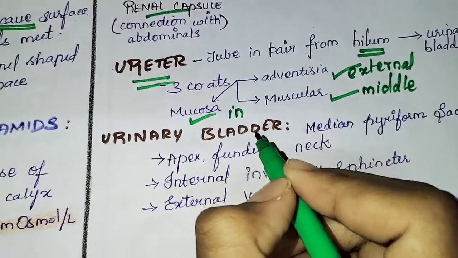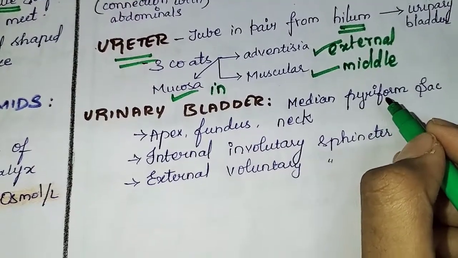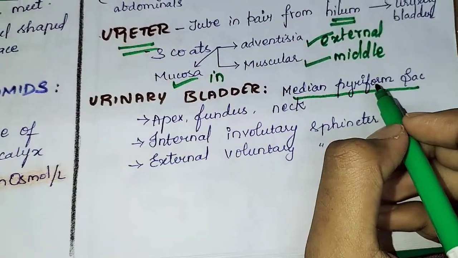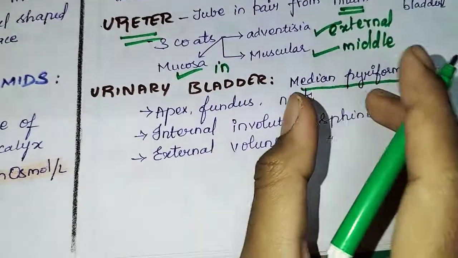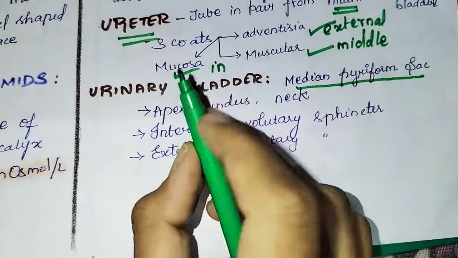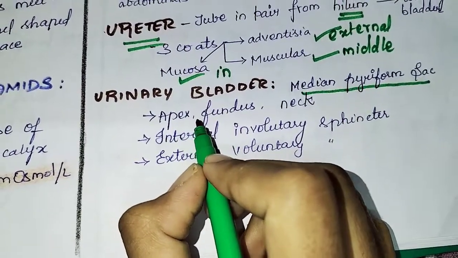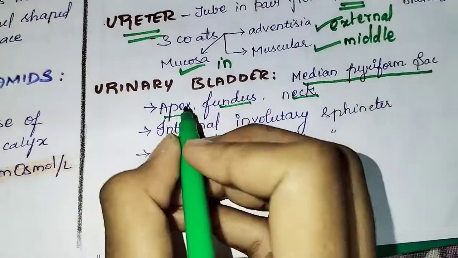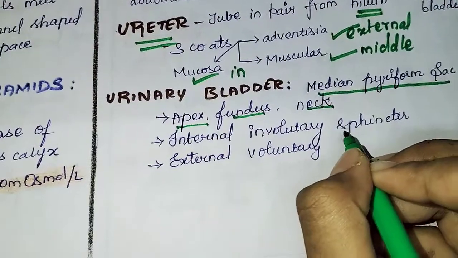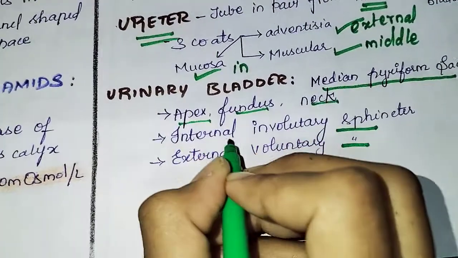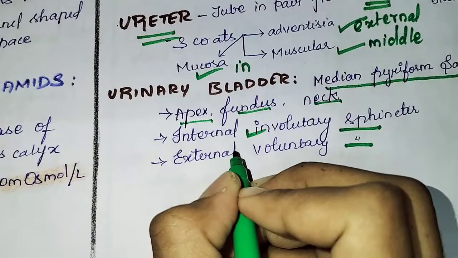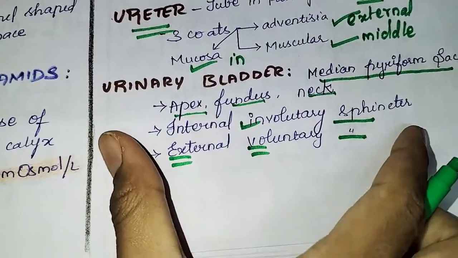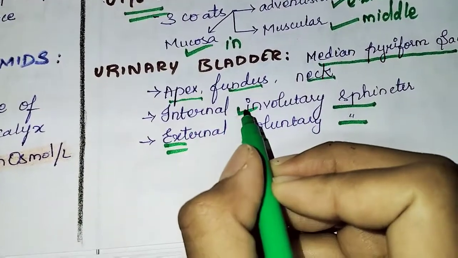Next is the urinary bladder. This ureter reaches the urinary bladder. It is a median pyriform sac. We call it a median pyriform sac because it can change its shape with respect to the content within it. Like our stomach, it has apex, fundus and neck regions. The internal and external sphincters: one is the internal involuntary sphincter and the external one is voluntary. Keep this in mind clearly. I have seen this in the NEET question paper.